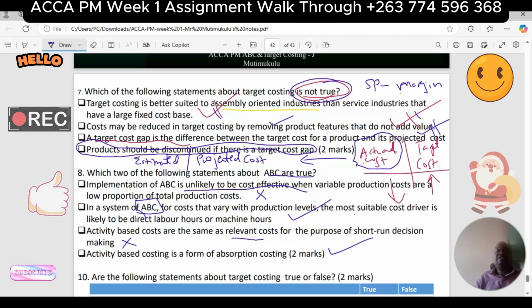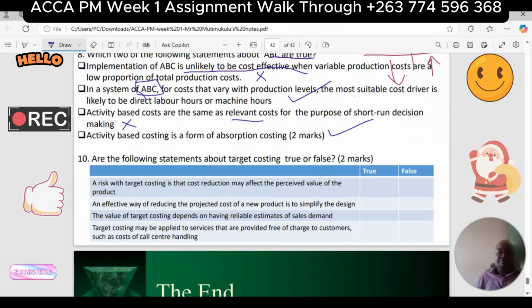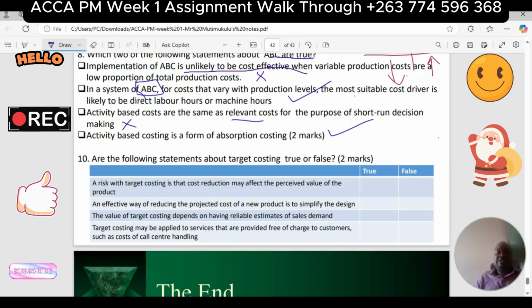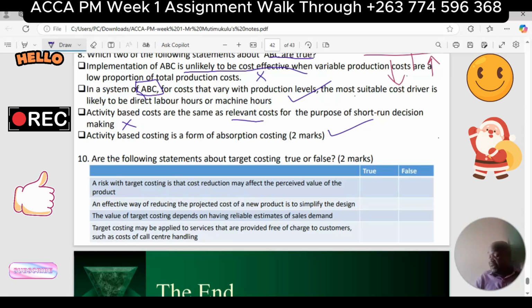Are we together, ladies and gentlemen? Yes, we haven't covered relevant costings as of now, but those are the basics. All right. Question. I think this one is the last question we need to think of. Are the following statements about target costing true or false? Just pause the video and retry on your own. I understand you might have found it correct or you might have found it incorrect. Just try on your own.